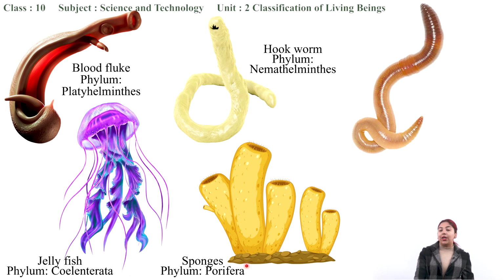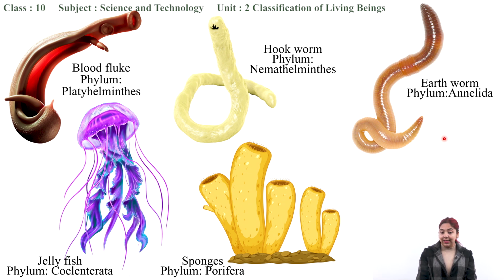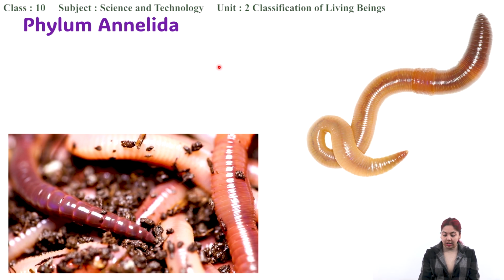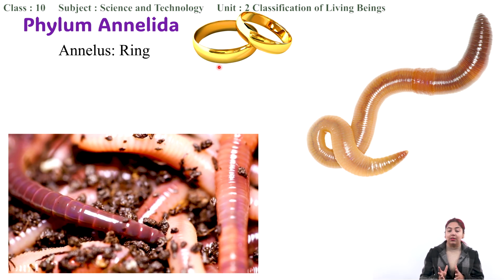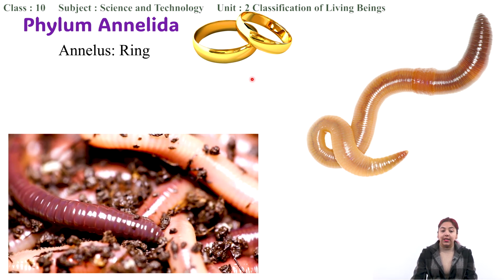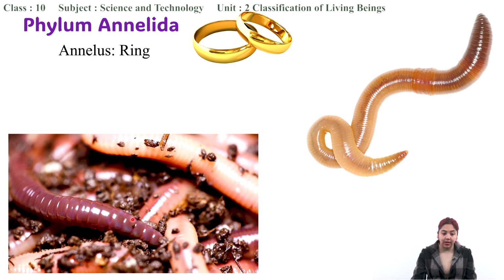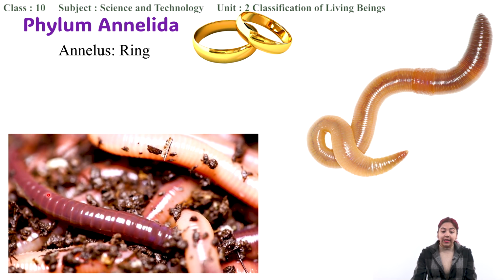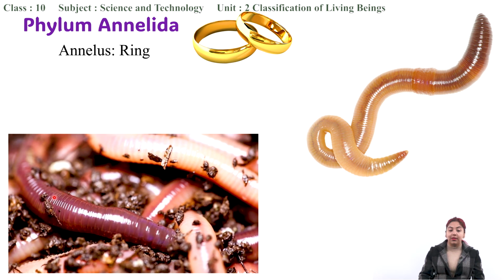Now we have this organism that we haven't studied yet, and this is the earthworm and it belongs to the phylum Annelida. Now let us study this phylum and understand why the earthworm belongs to it. The name Annelida comes from the word annulus, which means ring. As you can see here in the video as well as in the figure, the organism looks like its body has multiple rings stacked together.